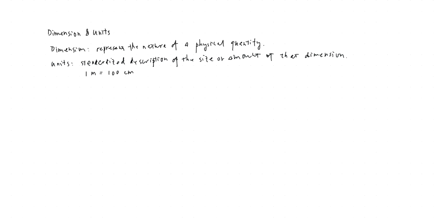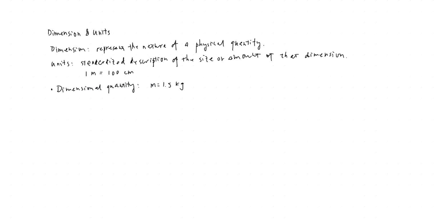Now, let's think about physical quantities. There are two types of quantities. One is called a dimensional quantity. A dimensional quantity has a unit and a dimension. For example, if you describe the mass of an object, you say the mass is 1.5 kilogram. It has a unit, the unit is kilogram. It also has a dimension, the dimension of mass.